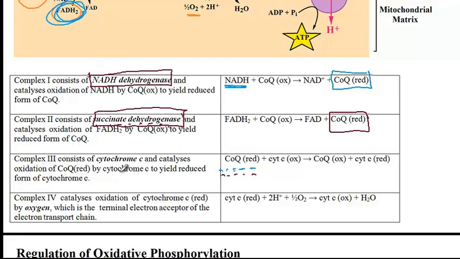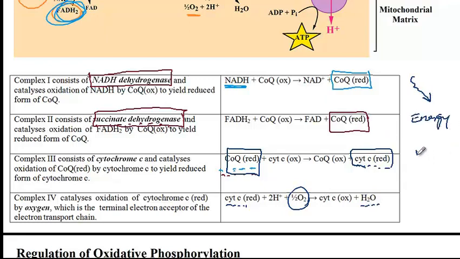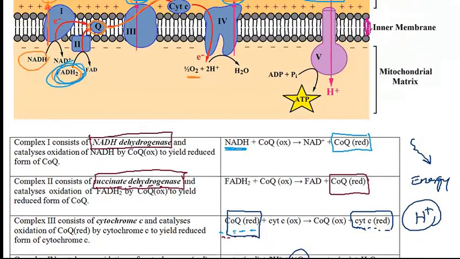Then we have complex 3, which consists of cytochrome C, and this complex catalyzes oxidation of coenzyme Q. So this coenzyme Q will now undergo oxidation in order to yield a reduced form of cytochrome C. And then finally, complex 4 catalyzes oxidation of cytochrome C in order to transfer electrons to oxygen and yield H2O. And every one of these reactions releases energy that is used to pump protons, or H+, from the mitochondrial matrix to the intermembrane space.